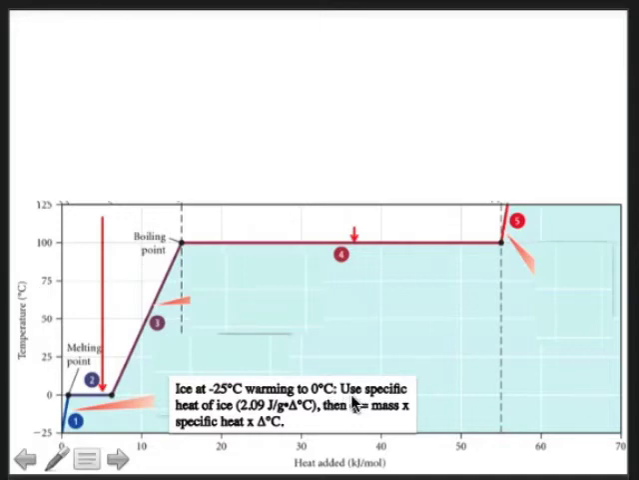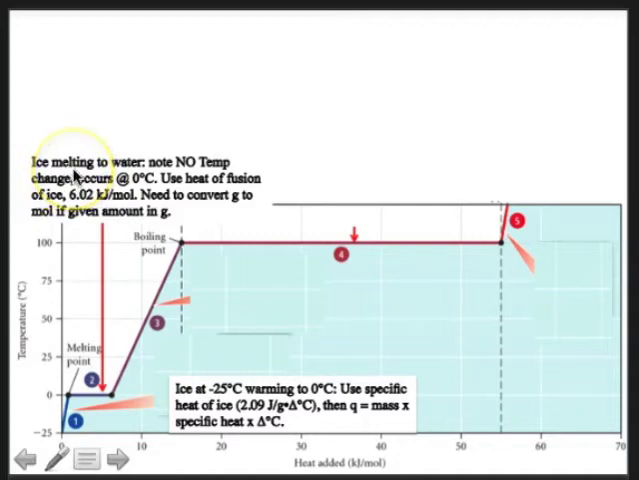For that transformation, you use the specific heat of ice, 2.09 joules per gram delta degrees C. That will enable you to calculate the heat involved in getting the ice up to 0 degrees Celsius. The second step is to melt all of the ice. And note there's no temperature change in this transformation. It's at 0 degrees when it starts melting, it's at 0 degrees when it finishes melting. So for that we use the heat of fusion of ice, 6.02 kilojoules per mole. Notice there's no delta degrees C because there's no change in temperature when we have a phase change.